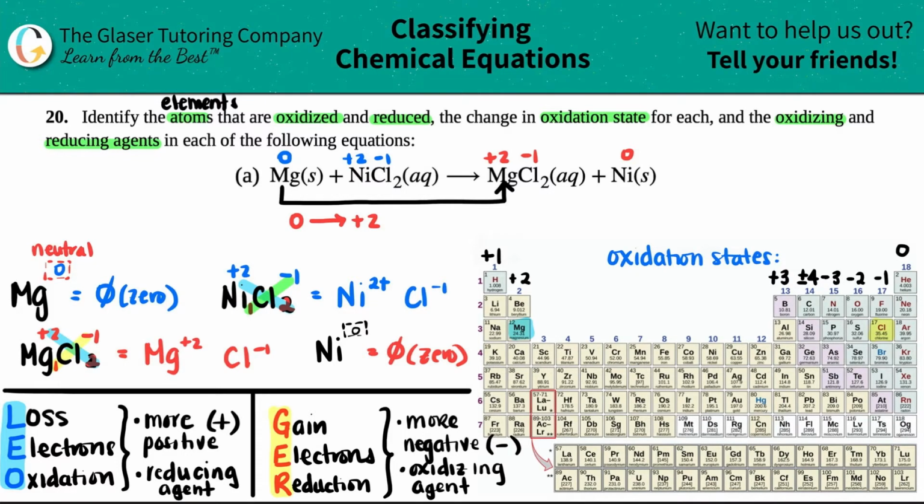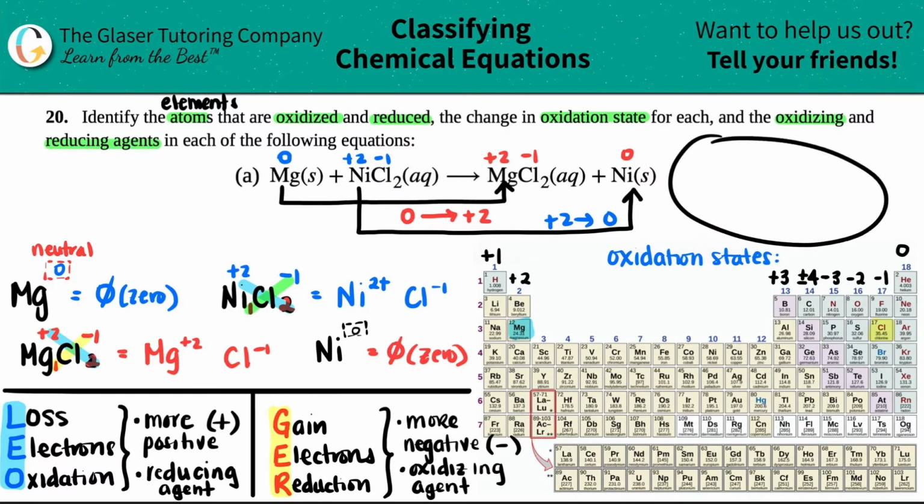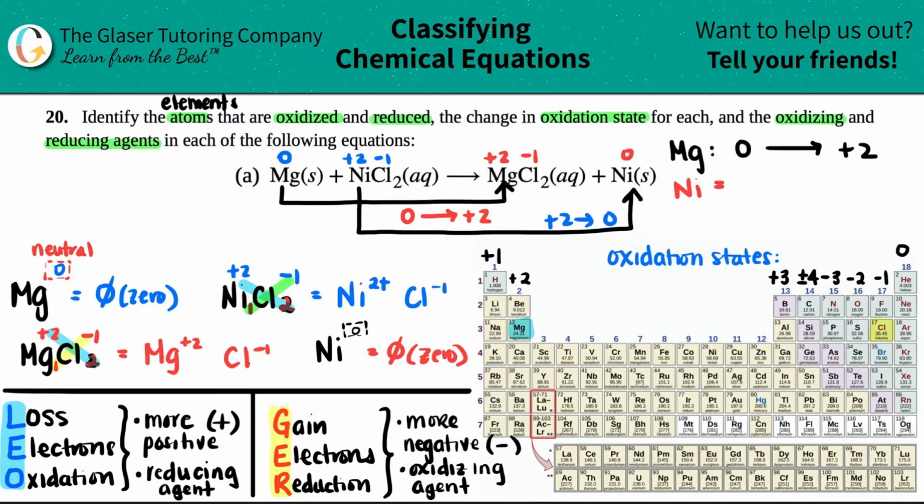Let's see, did anybody else change? Nickel went from a +2 to a 0. So there we go. Okay, so maybe let's change this back. Actually, let's try to maybe, yeah, just so that I can get that line going down. So nickel went from a +2 all the way to a 0. So maybe I'll just write this on the side over here. Magnesium went from a 0 to a +2. And nickel went from a +2 to a 0.